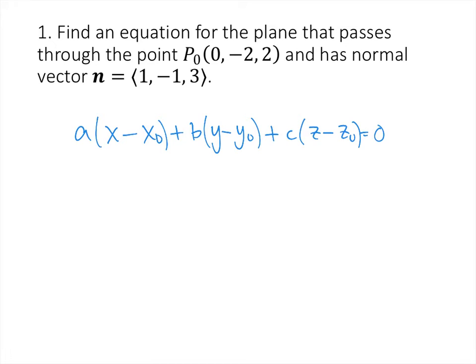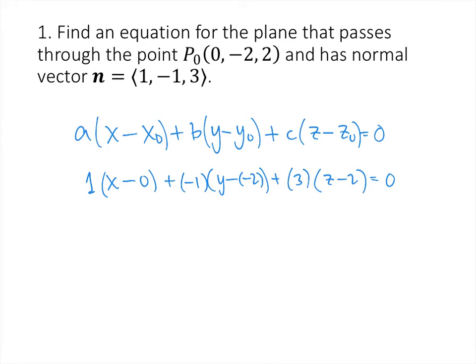That equation looks like this: a times x minus x0 plus b times y minus y0 plus c times z minus z0 equals 0. Where x0, y0, and z0 are the point, so in this case that's x minus 0, y minus negative 2, and z minus 2. And then the a and b and c are the normal vector. So that's 1, negative 1, and 3.